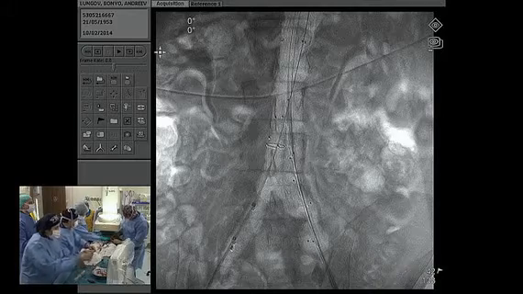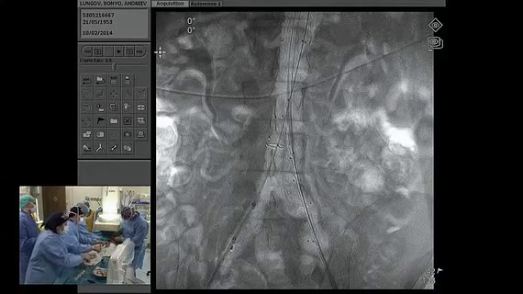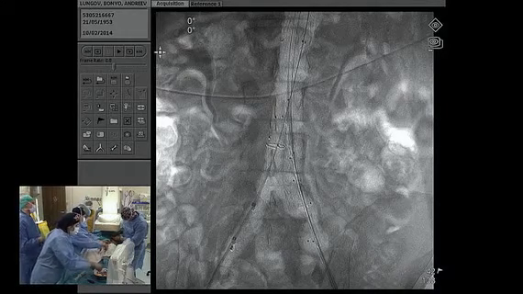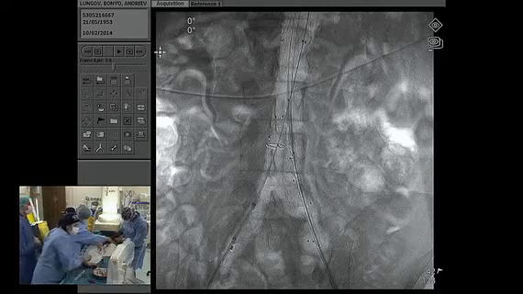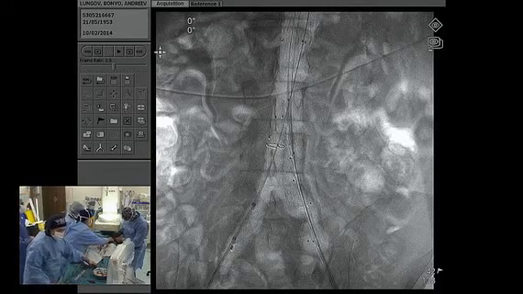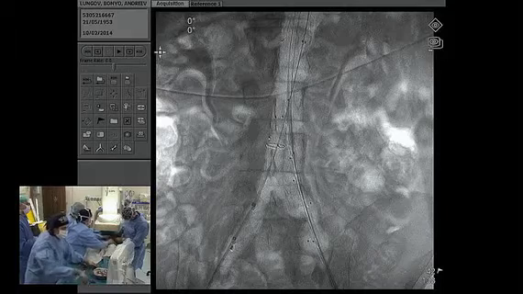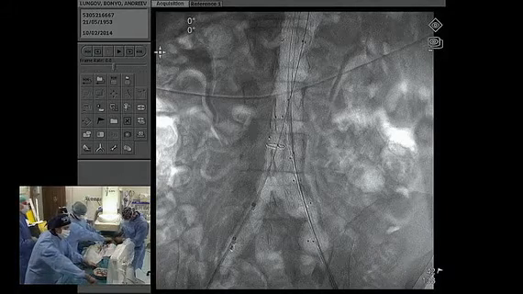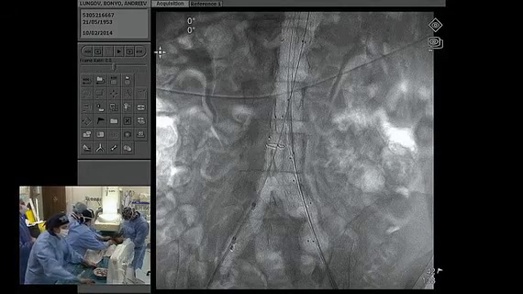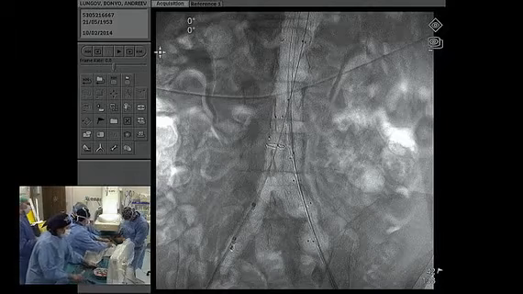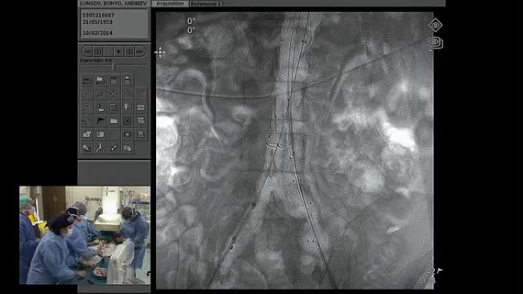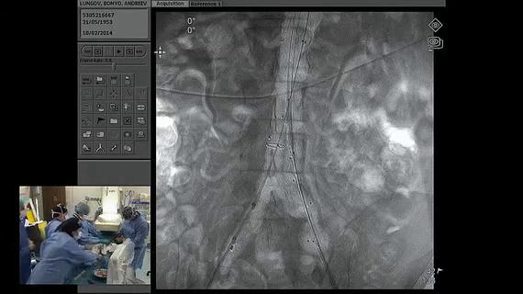Ivo, did you make groin incisions or did you do this percutaneously? Okay, we did the groin incision. In fact, we have just limited experience with the closure devices, and we preferred for the live case to be on the safe side.